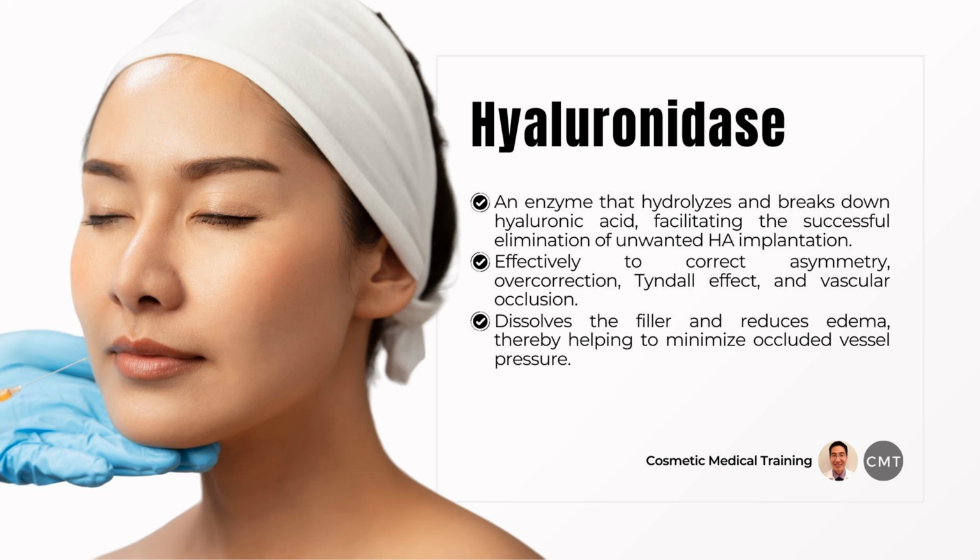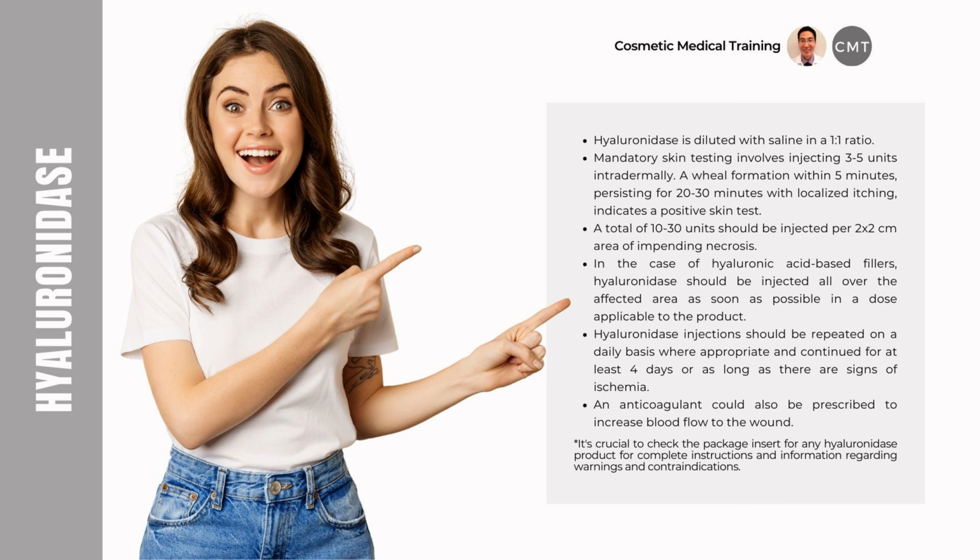Hyaluronidase is an enzyme that hydrolyzes and breaks down hyaluronic acid, facilitating the successful elimination of unwanted HA implantation. It's been utilized effectively to correct asymmetry, overcorrection, Tyndall effect, and vascular occlusion. Hyaluronidase dissolves the filler and reduces edema, thereby helping to minimize occluded vessel pressure. For use, hyaluronidase is diluted with saline in a 1:1 ratio.